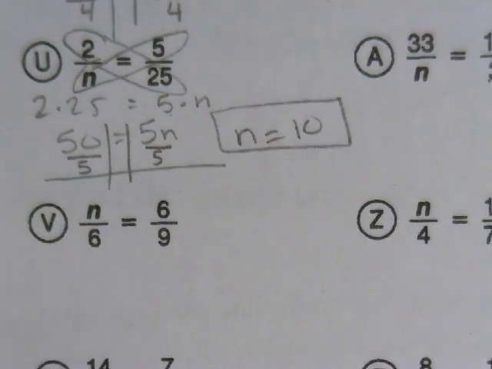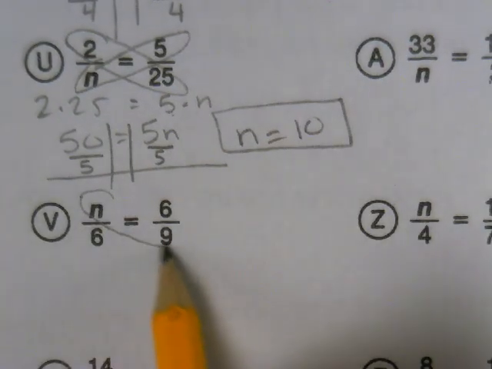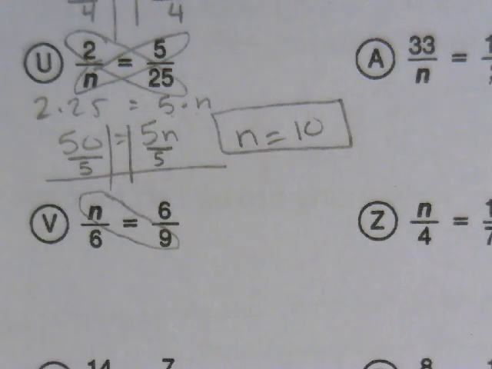Butterfly. Whatever you circle, you multiply. So I circle this, so I'm going to multiply that. What's 6 times n? No, I'm sorry. N times 9.